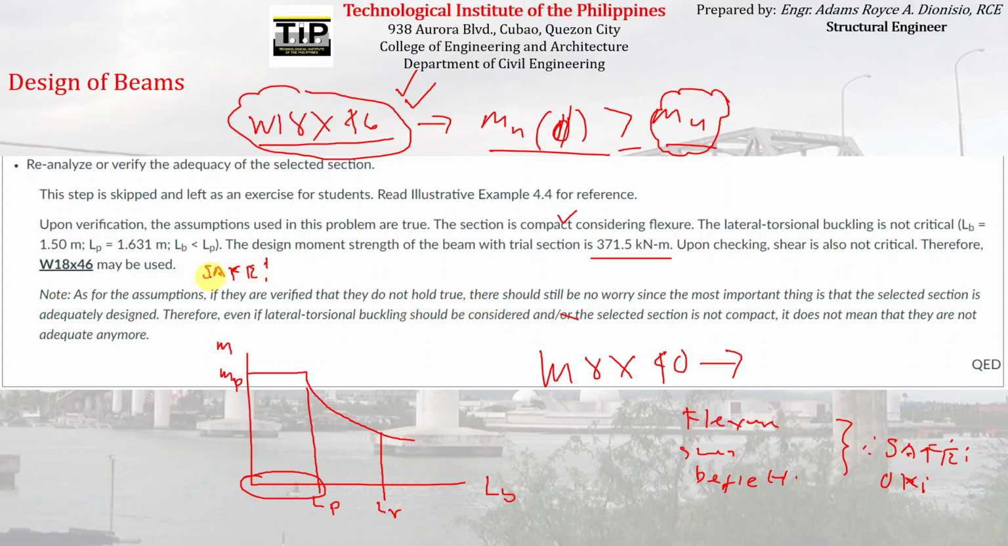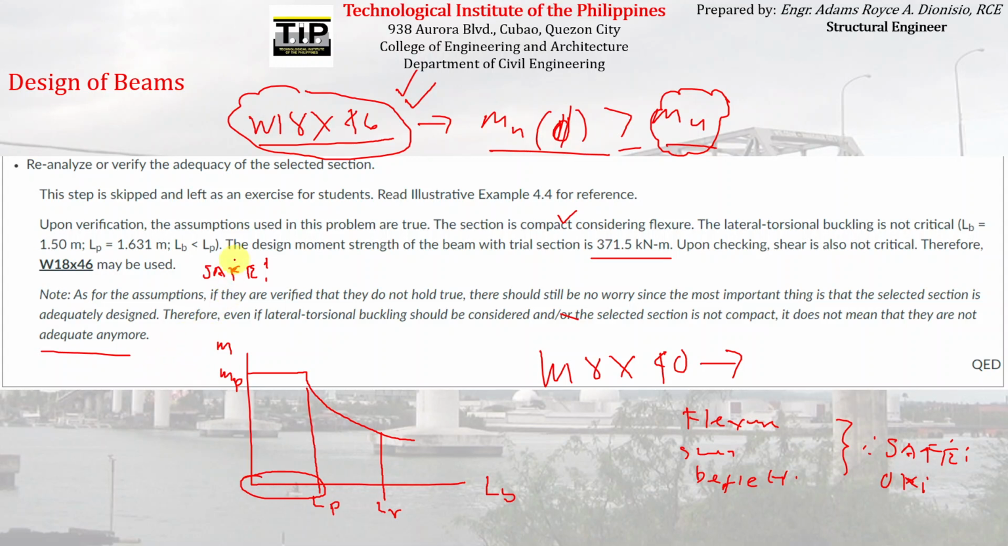Okay, so we just have a final note here. Note, as for the assumptions, if they are verified that they do not hold true, there should still be no worry, since the most important thing is that the selected section is adequately designed. Therefore, even if lateral torsional buckling should be considered and or the selected section is not compact, it does not mean that they are not adequate anymore. So, yun na nga yung most important part naman ng designing.